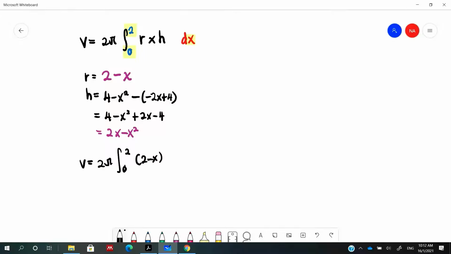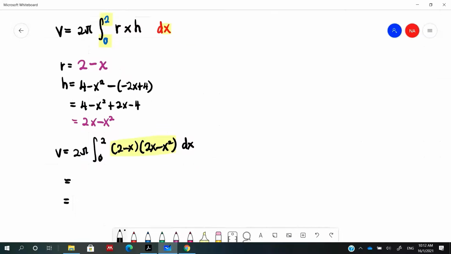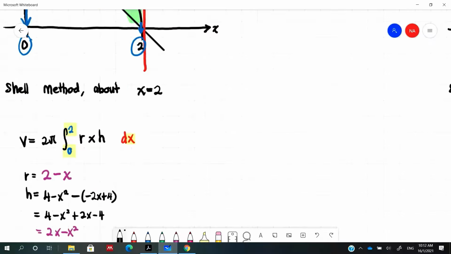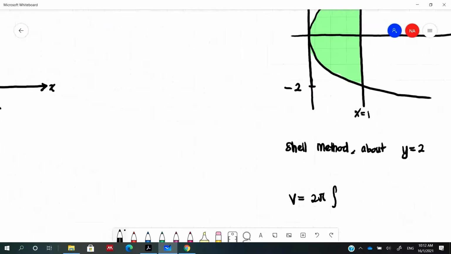2 minus x should be in the bracket, and the height should be 2x minus x squared in the bracket, dx. What you need to do next is to expand this function, and you can find the integration for each term, right? So the final step is to substitute the values from 0 until 2, and you get the final answer in terms of pi. All right, so that is for question number 4.